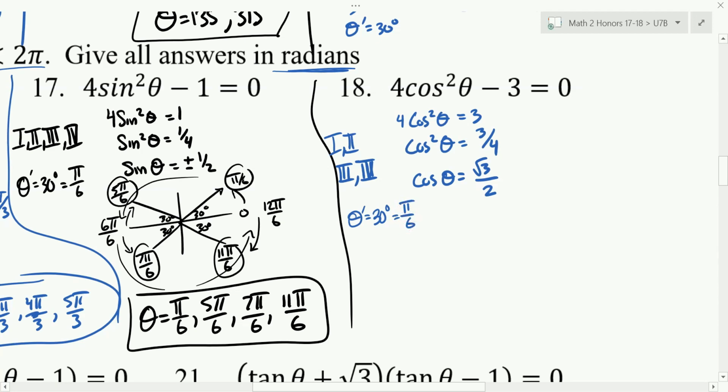So we're going to put 30 degrees in all 4 quadrants, which is exactly what we did in the previous problem. We're going to get the exact same answer now. So theta, I'm just going to copy the answers: pi over 6, 5 pi over 6, 7 pi over 6, and 11 pi over 6.